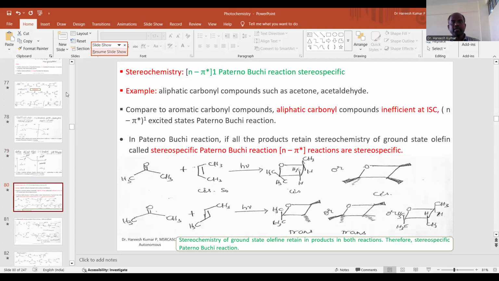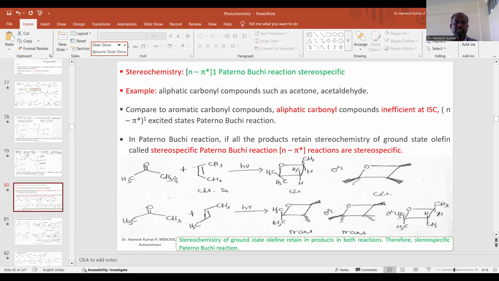Right. So here we are talking about stereochemistry. n-pi star Paterno-Buchi reactions are stereospecific. For example, aliphatic carbonyl compounds such as acetone and acetaldehyde, compared to aromatic carbonyl compounds, are inefficient at intersystem crossing. So that means the reaction proceeds through n-pi star singlet excited states. In the Paterno-Buchi reaction, if the products retain the stereochemistry of the ground state olefin, it is called a stereospecific Paterno-Buchi reaction. That is, n-pi star reactions are stereospecific.